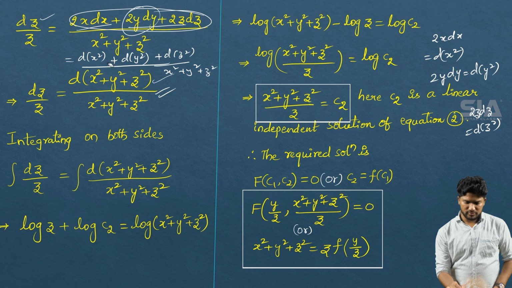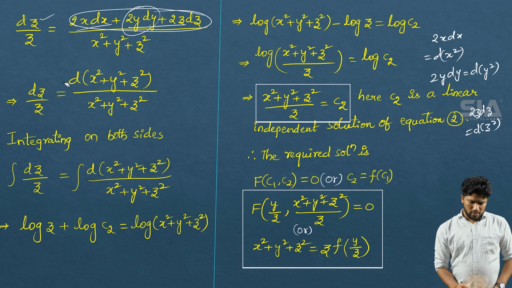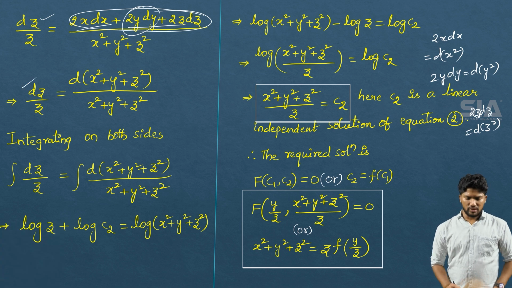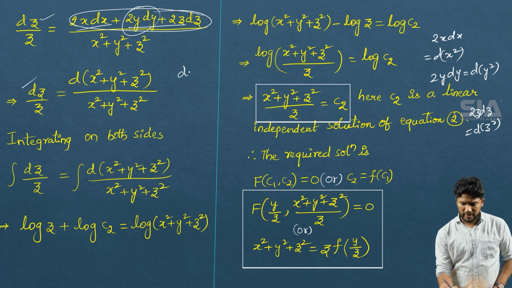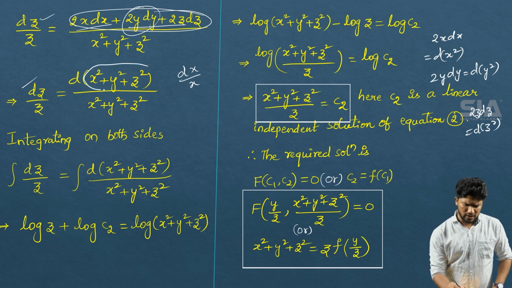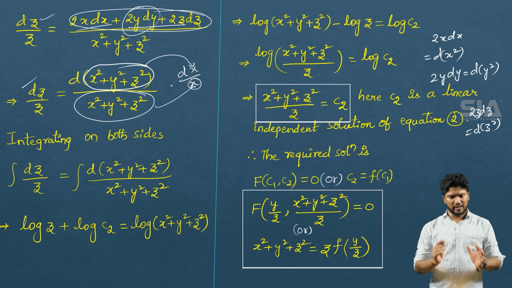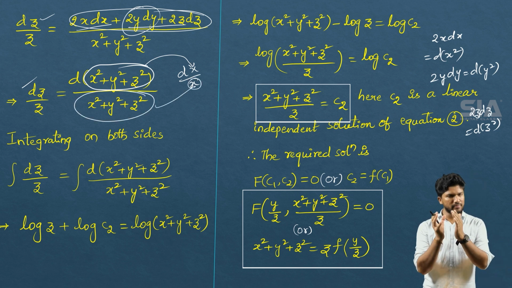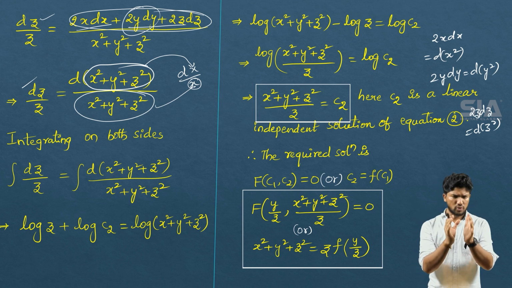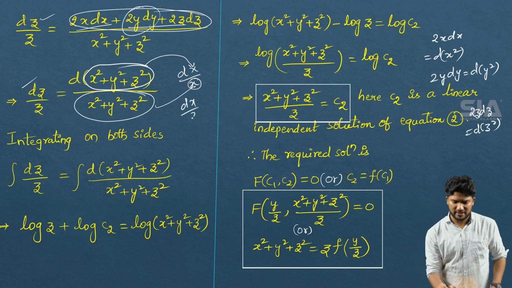Now you can observe here carefully, LHS as it is, dz by z is equal to RHS, which is in the format of dx by x. Take the total numerator term as small x, and the total denominator value is also small x. Whatever it may be, if you have x square plus y square plus z square, just consider the total value as one variable small x. Then it will become dx by x.